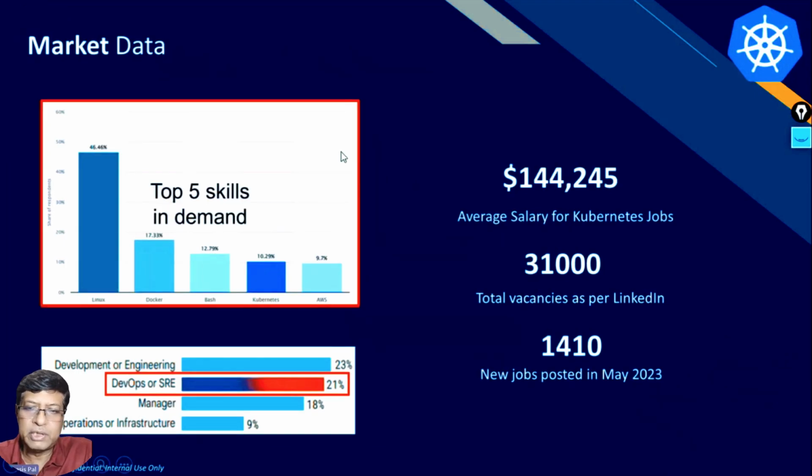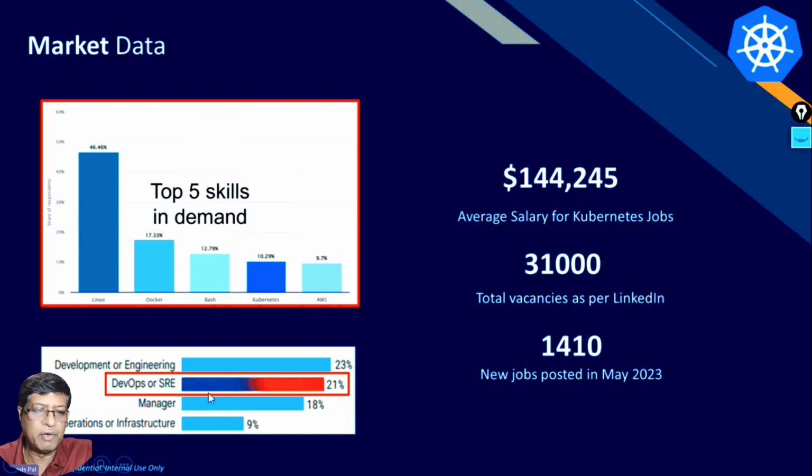I am not going to have any discussion on this because it is well known that there is a huge demand for people who know Linux, because all the DevOps tools are based on Linux. Then the next percentage of job market demand is for Docker, then Bash, then Kubernetes, and finally the cloud, most probably AWS. If you look at this, it will be development or engineering. Basically, most of the demand, 23%, will be for the development guys.